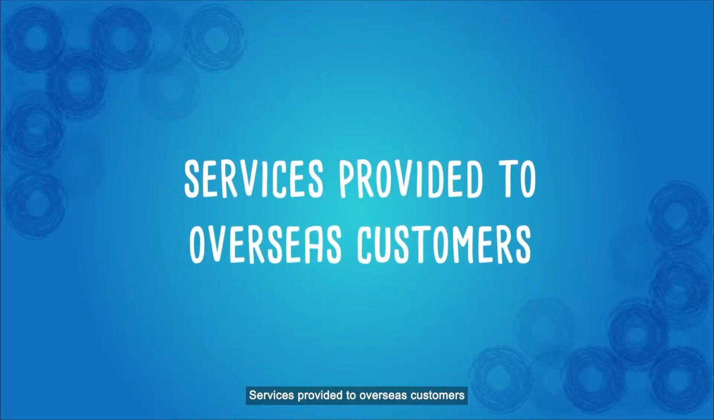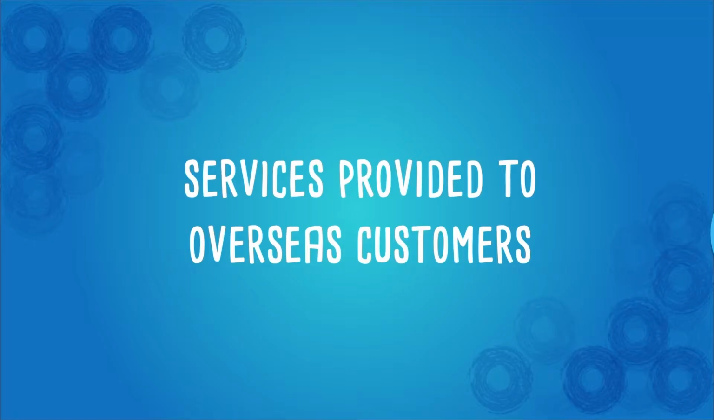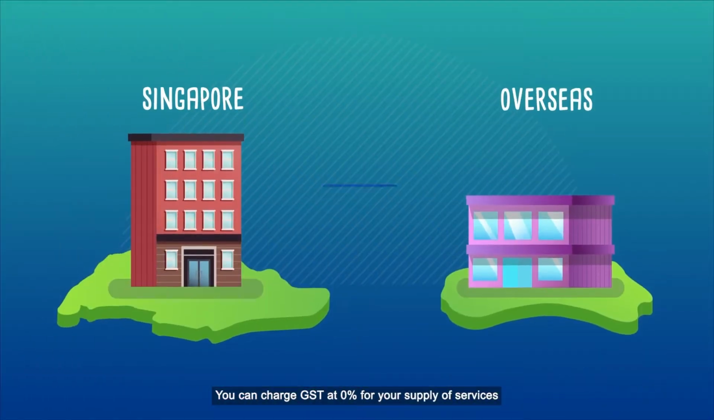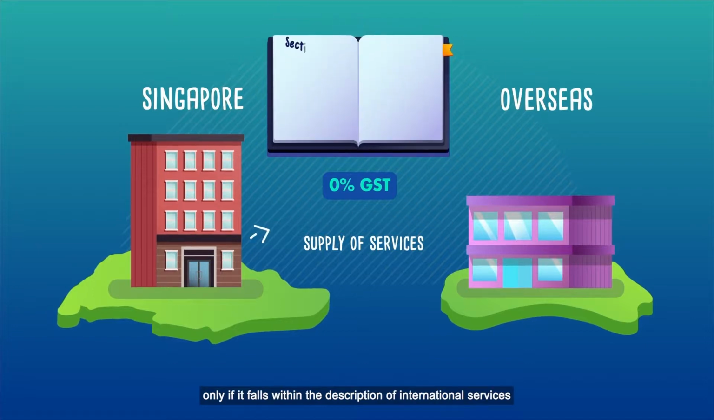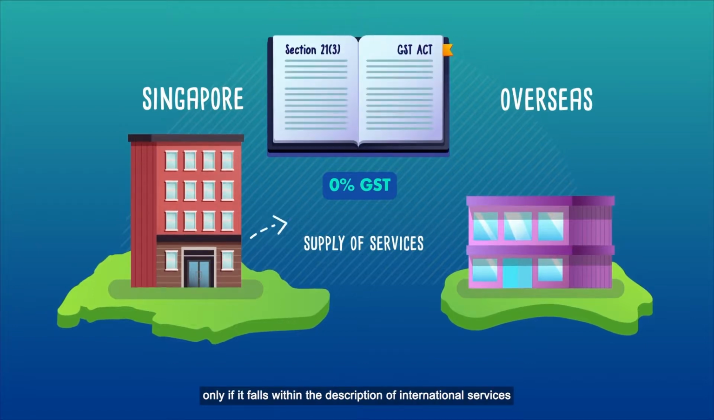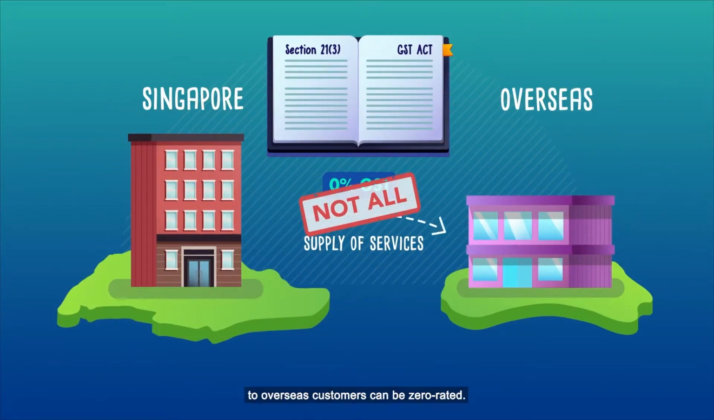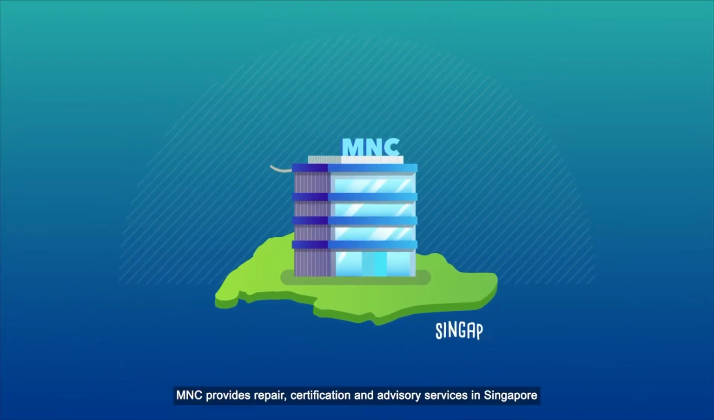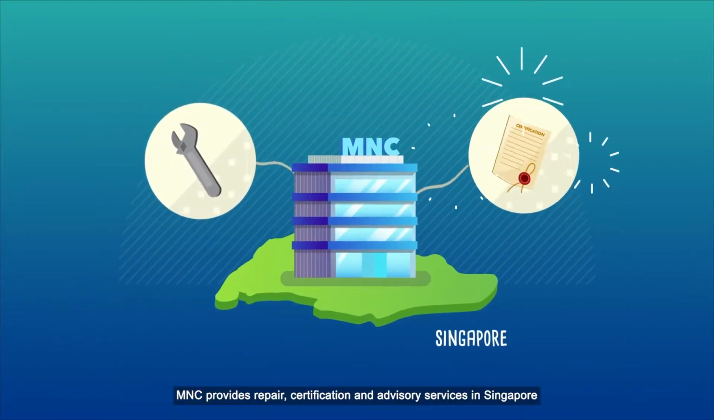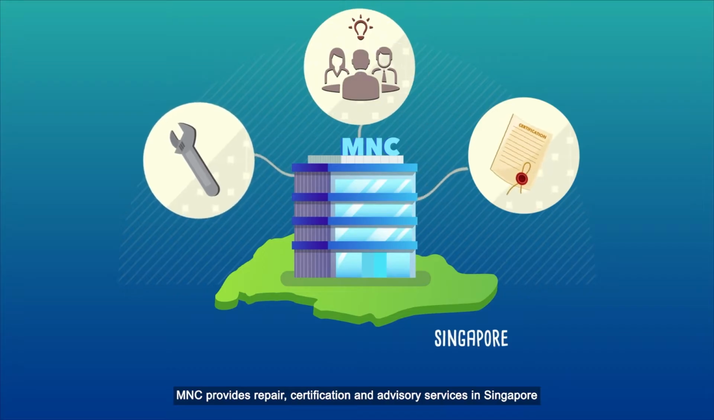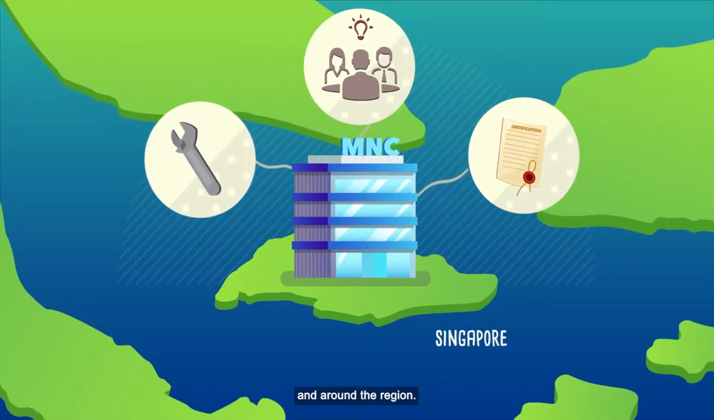Services provided to overseas customers. You can charge GST at 0% for your supply of services only if it falls within the description of international services under Section 21(3) of the GST Act. It is important to note that not all services provided to overseas customers can be zero-rated. MNC provides repair, certification, and advisory services in Singapore and around the region.